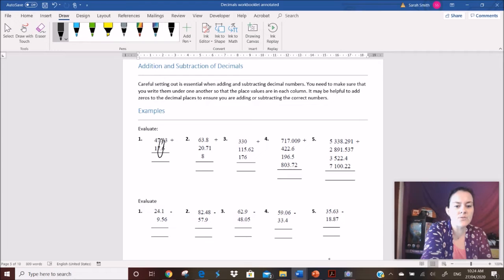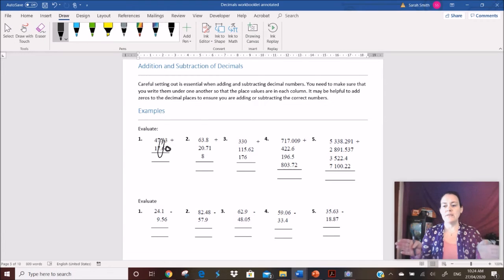We could put an extra 0 in here if we wanted to, just to make both of our questions have all of the same values in each of the columns. You don't have to do that, but it is a way to ensure you are adding the correct numbers together. I'm going to start by going through these examples here. The top 5 are about adding, the bottom 5 are about subtracting. I'm going to work through those with you, just so you have an idea as to what we're doing.